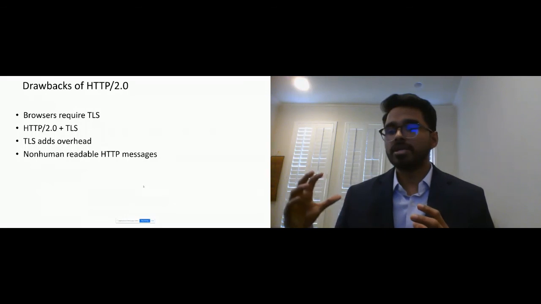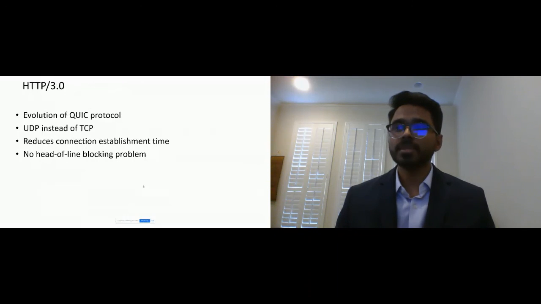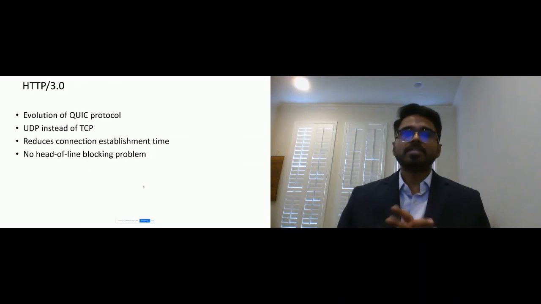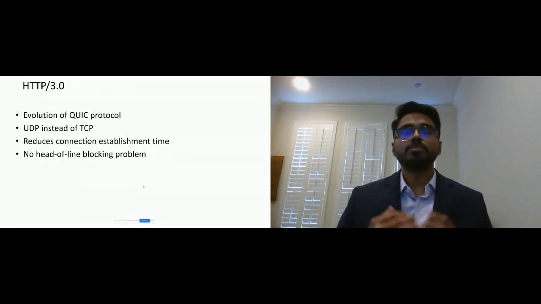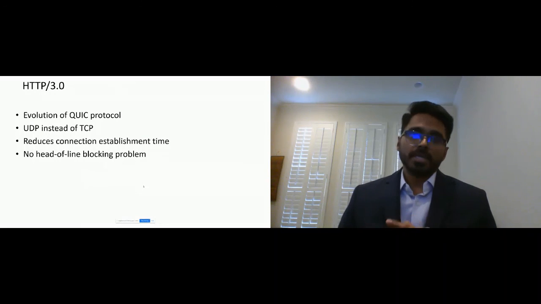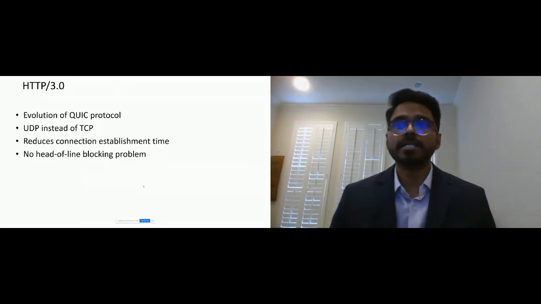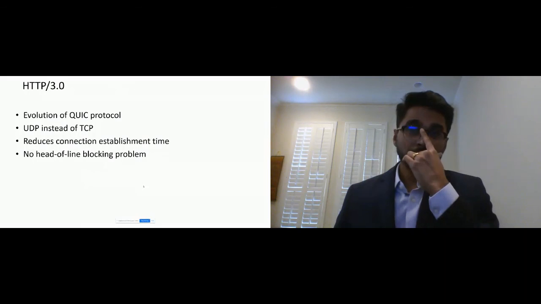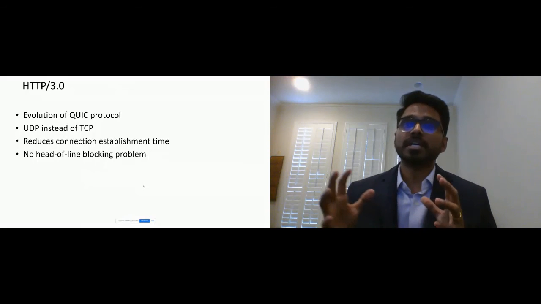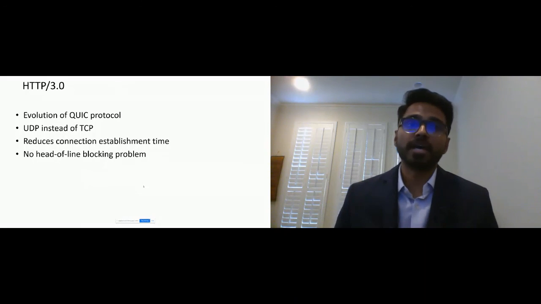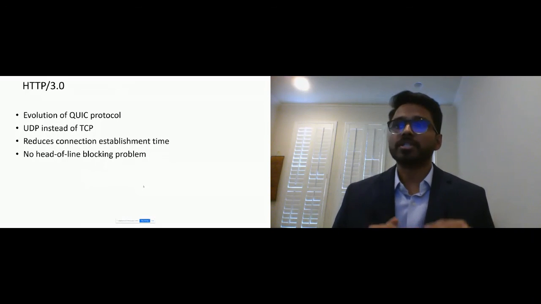So next, in 2018, HTTP 3 was introduced. With HTTP 3, the main difference is that the previous versions of HTTP used TCP, whereas HTTP 3 uses UDP. It is an evolution of the QUIC protocol. We'll see what QUIC is next. And it also reduces the connection establishment time. Like I mentioned, with TCP there is the handshake to establish a connection. With UDP, you don't have that. And there is also no head-of-line blocking problem, that is the order scenario that I just talked about in the previous slide.